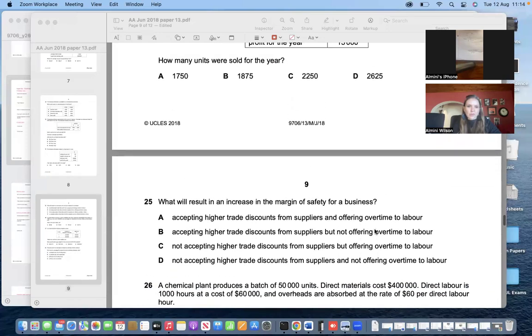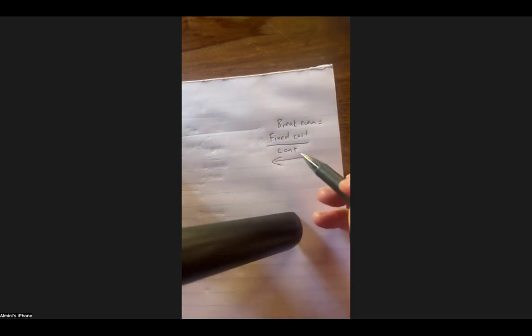Let's just quickly finish 25. What will result in an increase in the margin of safety? Let's just go read through all of those options. So margin of safety is obviously, if you think about what you're busy selling versus what you need to break even. So if you're thinking about break even, that's basically your fixed cost over your contribution. And if you're thinking about margin of safety, that's how far away you are from break even. So you actually want your break even to be less so that your margin of safety increases.